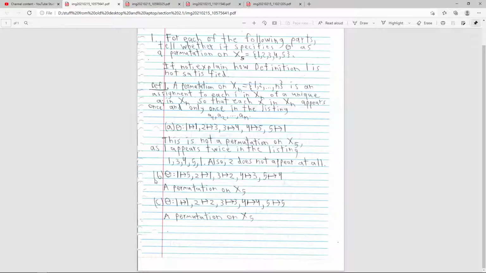B and C are permutations though. As you can see, 1 goes to 5, 2 goes to 1, 3 goes to 2, 4 goes to 3, and 5 goes to 4. 1, 2, 3, 4, 5, and 5, 1, 2, 3, 4. It works out. Finally, 1 goes to 1, 2 goes to 1, 3 goes to 1, 4 goes to 1, and 5 goes to 5. Permutation, obviously the same reason.